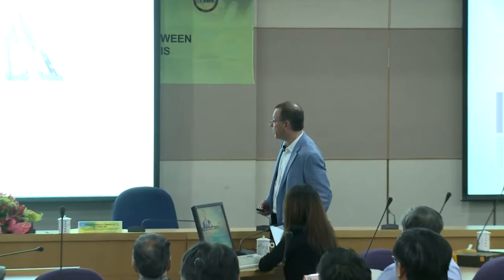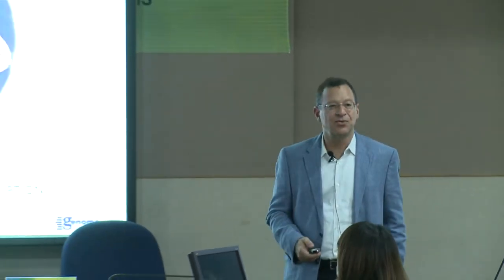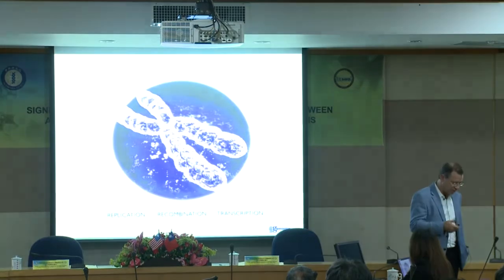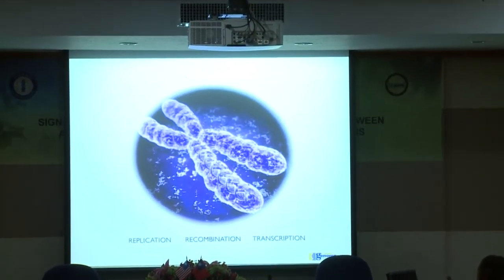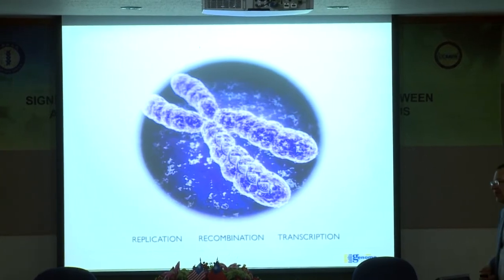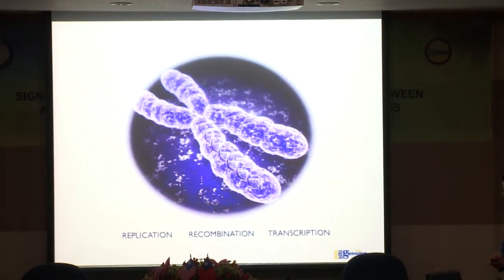Okay, as President Wang mentioned, my topic today is mammalian chromosome evolution. And to begin, let me just say a few things about chromosomes to bring you back to biology 101. Chromosomes are generally considered to have three primary functions, right? They have to replicate themselves for normal cell division. They need to recombine to generate novel genetic variants on which natural selection can act. And they need to undergo transcription into RNA, which then encodes the entire proteome as well as regulatory RNAs that are involved in all different types of cell functions.